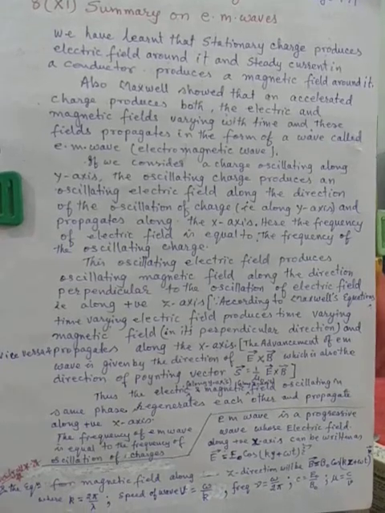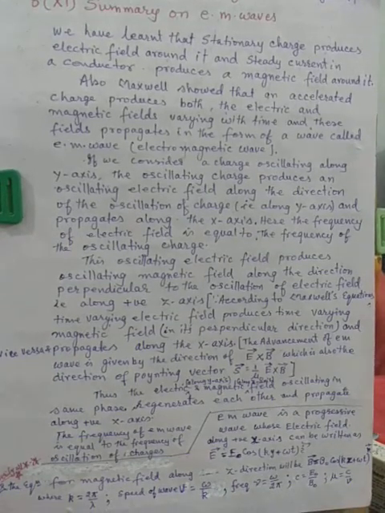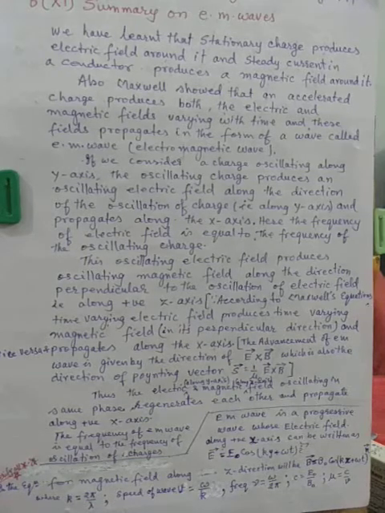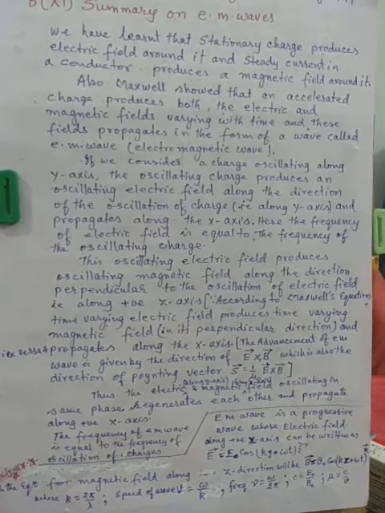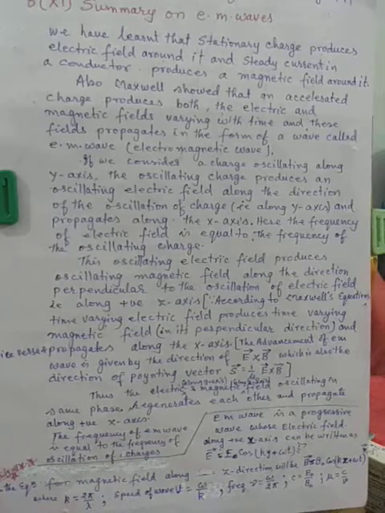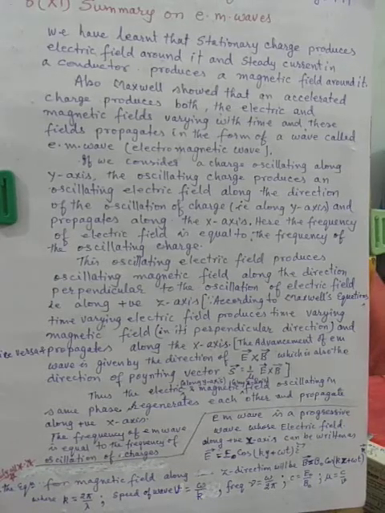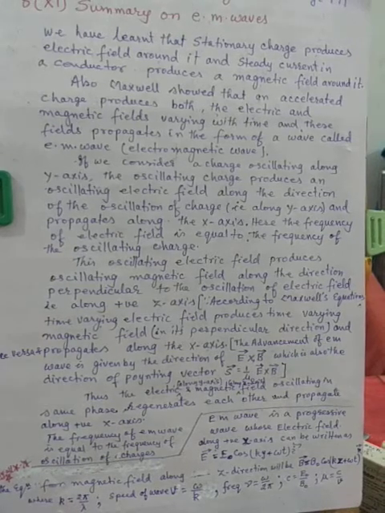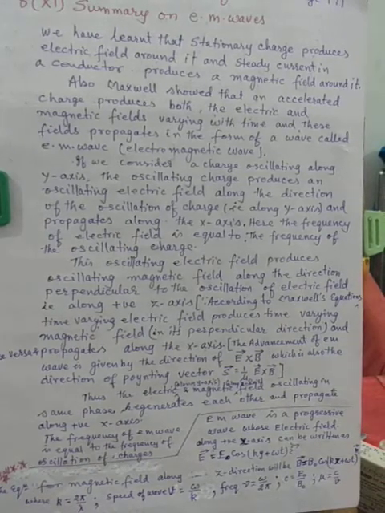along the positive z-axis, perpendicular to the oscillation of the electric field. According to Maxwell's equations, a time-varying electric field produces a time-varying magnetic field in its perpendicular direction and vice versa. That means a time-varying magnetic field produces a time-varying electric field. And it propagates along the x-axis.